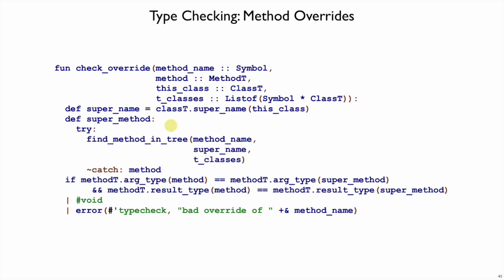It may turn out that we're not overriding this method named by method name, so super method may fail. If it does, then we'll just use the method that we're checking. And it's kind of a shortcut way of handling non-overriding. We'll treat it as overriding itself, and it'll definitely be consistent. Anyway, we have method and super method, possibly as different methods, and we make sure they have the same argument types and the same result types. If so, then we succeed with void. If not, then we need to raise an error. Using type error is inconvenient, it turns out, so we just use error and report which method was overridden incorrectly.